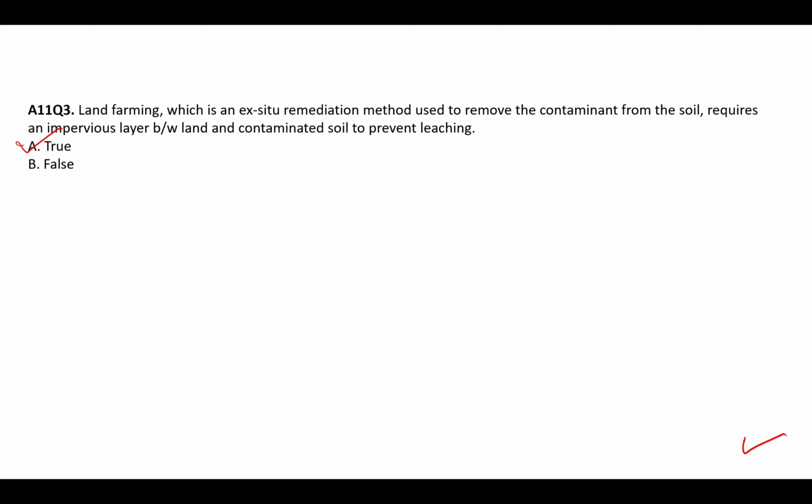So the statement that land farming requires an impervious layer between land and contaminated soil to prevent leaching is correct, because if the impervious layer is not present, then if there is rain, leachate will be produced, and this leachate can go and contaminate the groundwater and the aquifer. So we need some impervious layer so that during remediation, whatever contaminants leach out will not go and further contaminate the groundwater and the underground aquifers. So this statement is also correct, that we require an impervious layer between the land and the contaminated soil to prevent leaching.